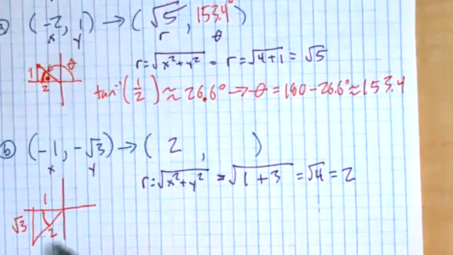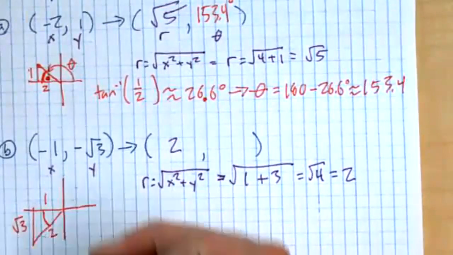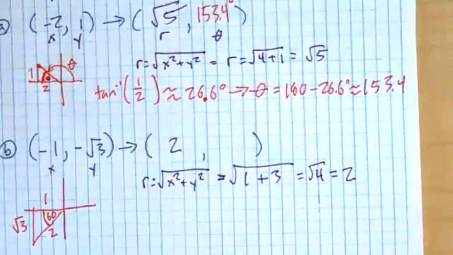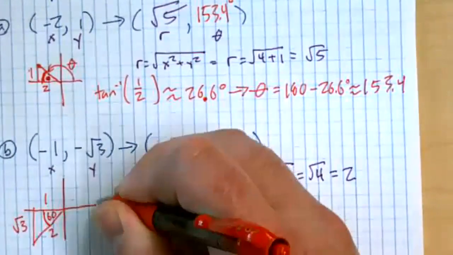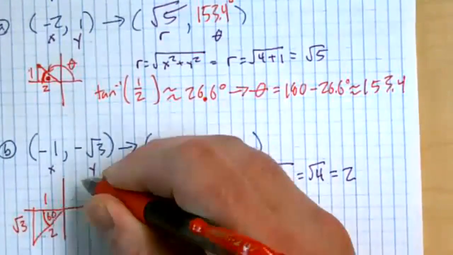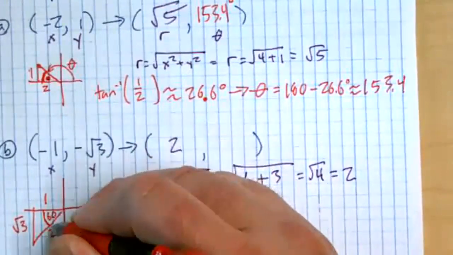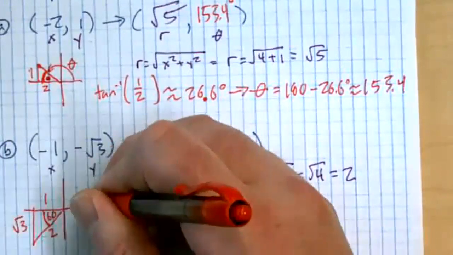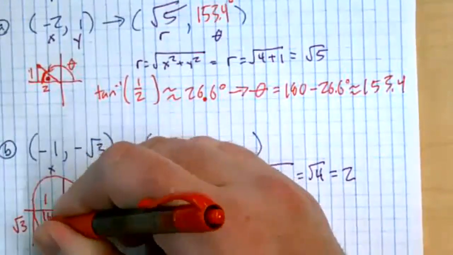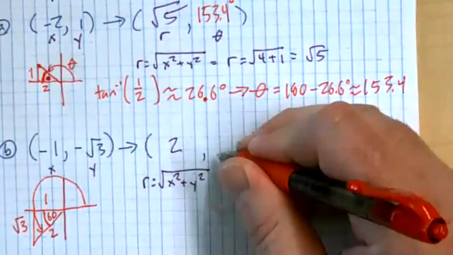Remember, the bigger angles across from the bigger side. Root 3 is bigger than 1. So this would be our 60. But that's not theta. Theta's not 60. 60 is our reference angle. What's theta? We could go negative 150. No, wait, that's not right. Negative 120. We could either go negative 120, or we could start here and do a positive 240.